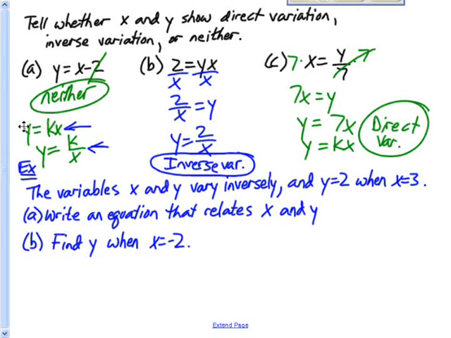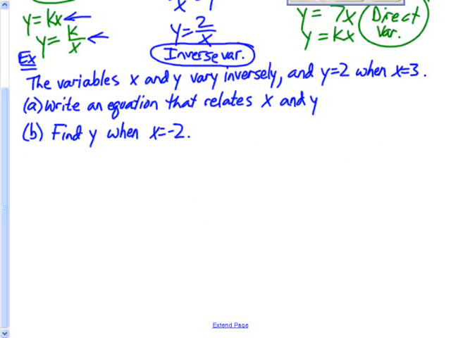Okay, let's look down at this next one. The variables x and y vary inversely. As soon as you hear that, x and y vary inversely, you're going to write y equals k over x, right? They vary inversely. And y equals 2 when x equals 3.